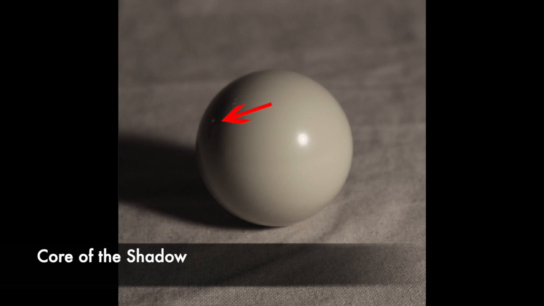The core of the shadow is simply that, the darkest part of the shadow on the object. The reflected light always comes behind the core of the shadow. This is where light from the object's surroundings bounces back into the form.